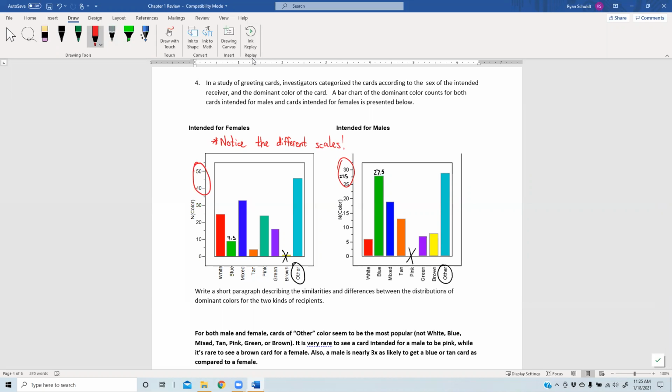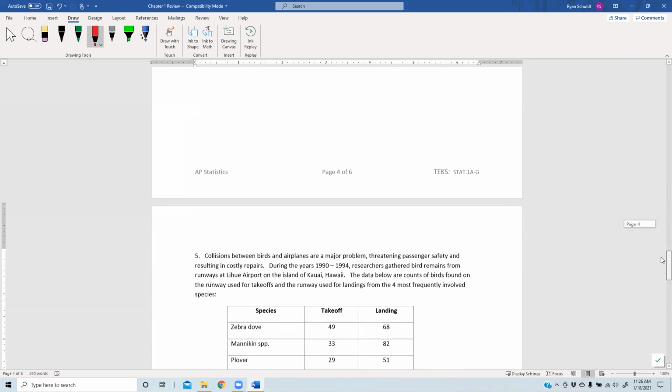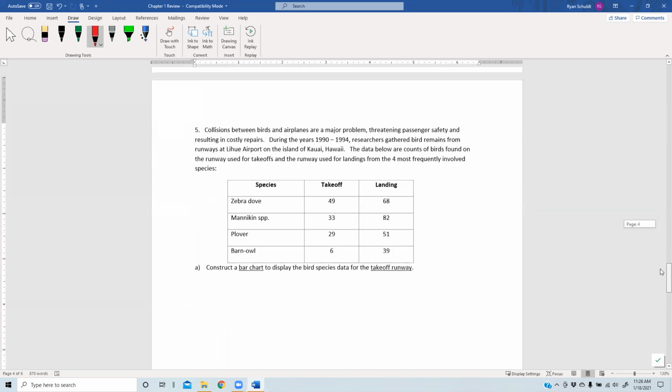The scales are different. Okay, that's about all there is for number 4. We're just comparing. Okay, number 5.